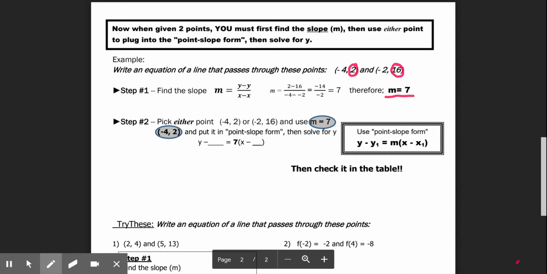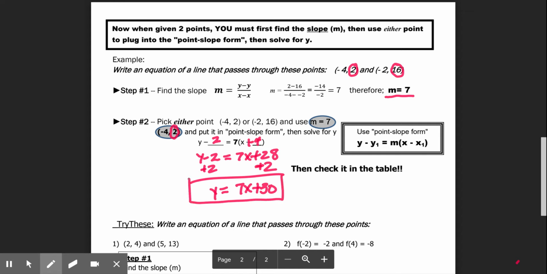So now we're just going to do what we've been doing. So I've chosen to use (-4, 2). So remember, we start with a y value of 2. So it'll be y minus 2 equals 7 times the quantity x minus a negative 4, which is going to become a positive 4. So then we have y minus 2 equals, our hippity-hoppity would be 7x plus 28. Then we're going to add 2 to both sides. So your final answer would be y equals 7x, and 28 plus 2 gives us a positive 30.